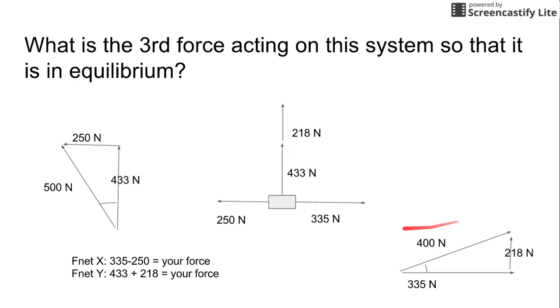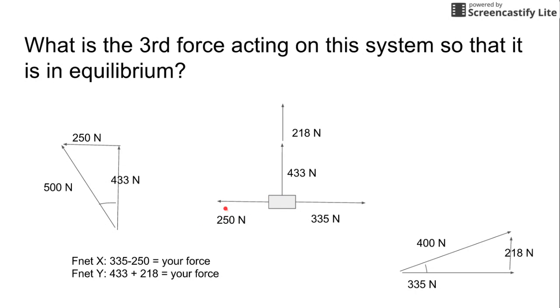Where did these come from? Well, they came from these triangles. We got rid of this 400 and this 500 to make it more suitable to this object, because this is much easier to work with than those crazy vectors.